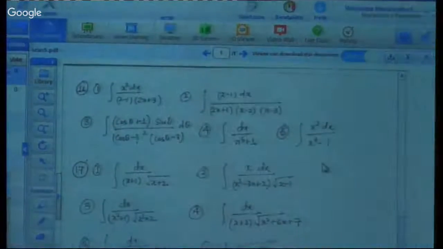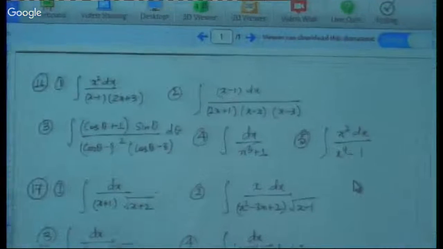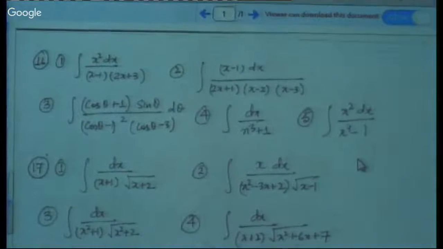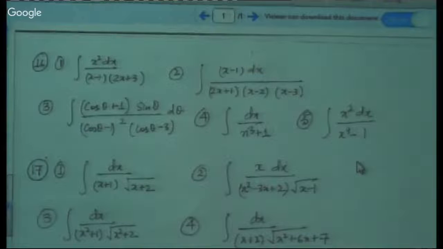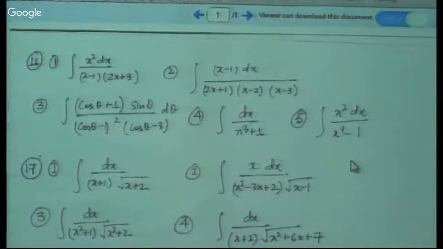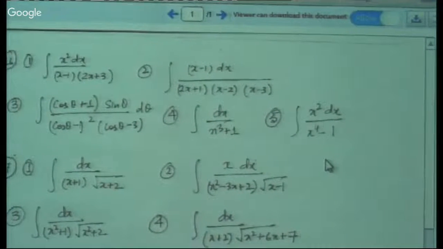Cos theta plus 1 into sin theta upon cos theta minus 1 ka square. तो क्या दिख रहा है? पूरा फंक्शन cos में है and we have only sin theta out. We have sin theta out. So I can easily substitute it. So I will write this as minus y plus 1 dy upon y minus 1 square into y minus 3.